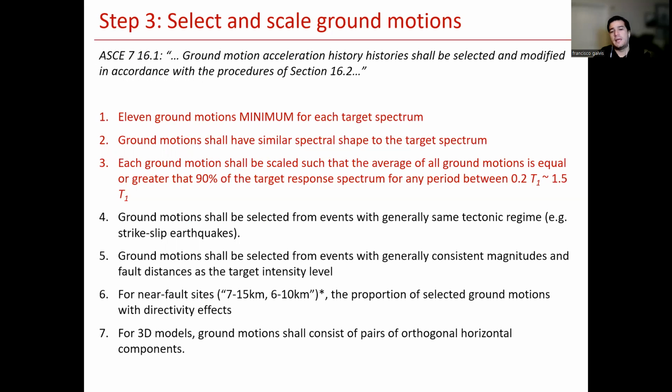And then there are other requirements, like select from the same tectonic regimes. For example, if you are in San Francisco, where the San Andreas Fault dominates the hazard, a strike-slip type of fault, then you should select ground motions that come from strike-slip faults or ruptures. Then also the ground motions will be selected from events with consistent magnitudes, what we were talking about earlier. If you're near site, then you need to consider directivity effects and pulses and things like that. And then if you're doing 3D models, you need to select pairs of ground motions, and that's very important.